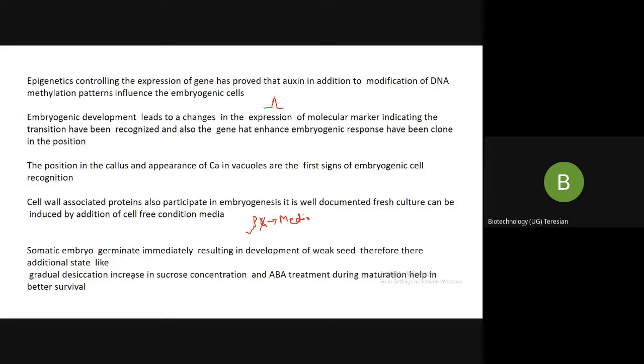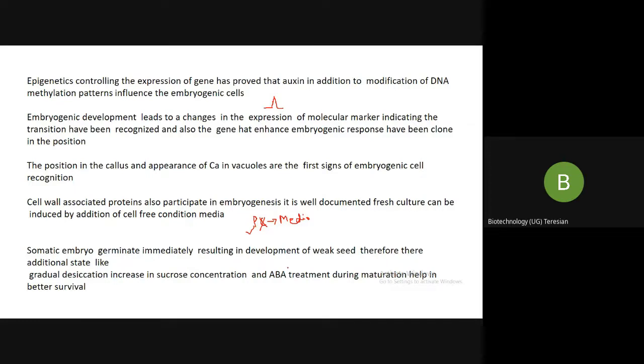So all these precautions, whether it is epigenetic or your post-translational modification or your protein-protein interaction or the indication of the molecular markers, which indicates that transition has happened, tell you that from the somatic cells you have developed into somatic embryos. And the callus position, the vacuoles containing calcium are all the signals for the formation of somatic embryogenesis. And also you can provide cell-free conditioned media.